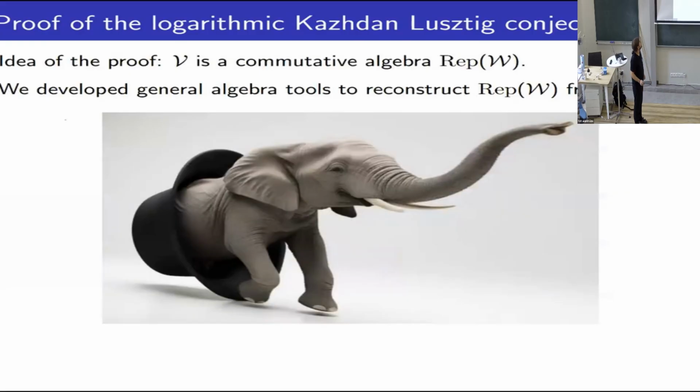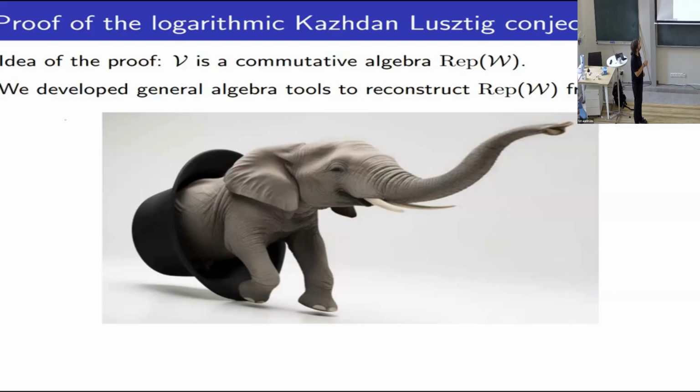So the idea of the proof is basically as follows. It's like a recognition theory. You have a complicated category and you don't know much about it, but you have to recognize it. So the idea is the free field algebra is a commutative algebra over the smaller one. So this is the complicated one.